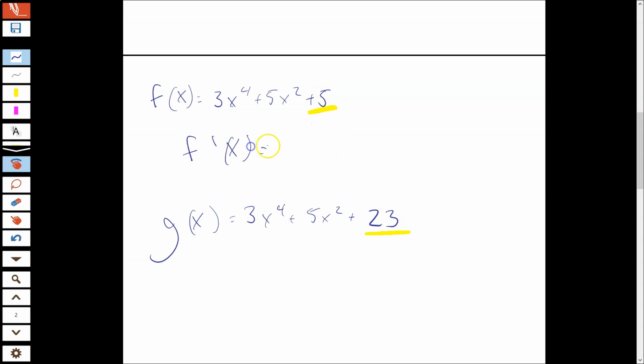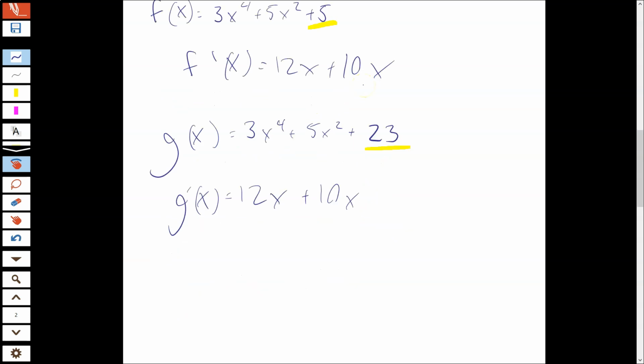When we take these derivatives, this is now baby food to you at this point in your calculus career, we should notice that they're the same. Right. So f and g, even though they're different functions, give the same derivative. And that's because the derivative of any constant is 0, right? So it doesn't matter if it's 5 or 23 or a million or negative a million at the end, it's still going to give the same derivative.